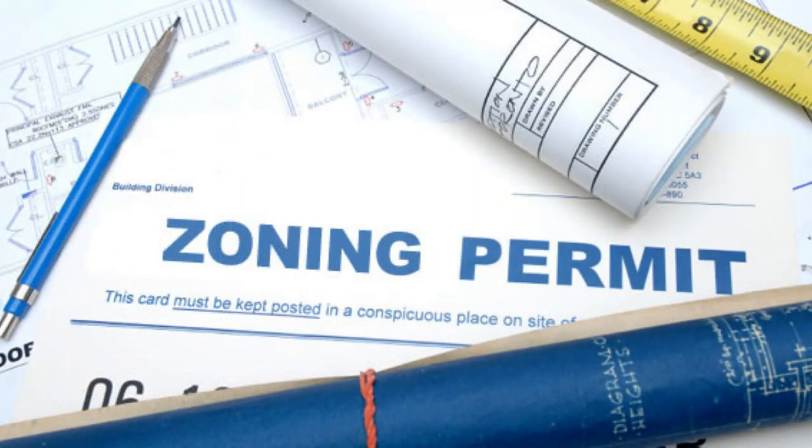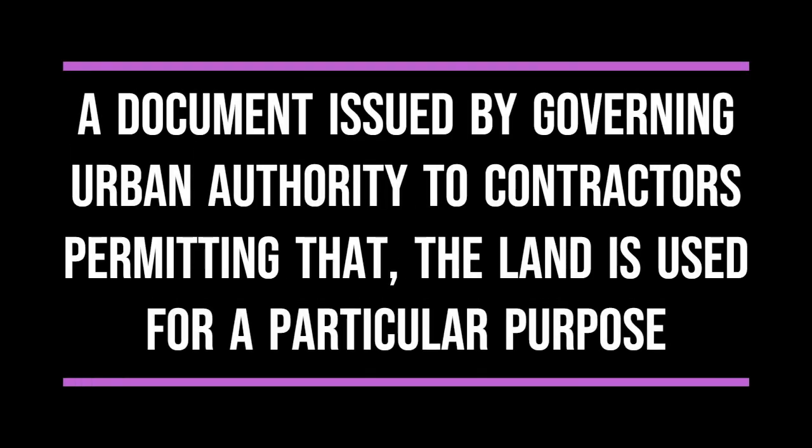Question 10. What is the use of a zoning permit in construction? Answer. A zoning permit is a document issued by governing urban authority to the contractors permitting that the land is used for a particular purpose.